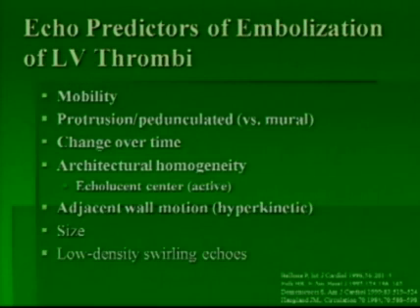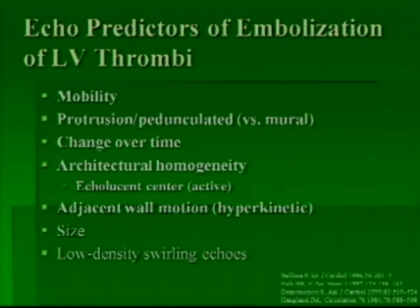Echo predictors of embolization of LV thrombi include mobility, and then whether the thrombus protrudes into the cavity or is pedunculated, and this is in contradistinction to mural thrombi, which tend not to go anywhere. If it changes over time, if it has architectural homogeneity, especially an echolucent center, which might signal that the thrombus is active, that there are areas of necrosis and other areas that are unstable.